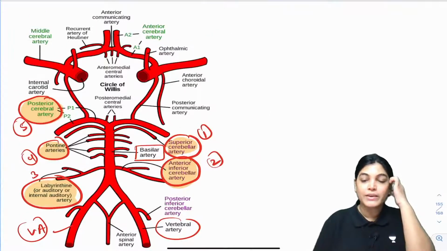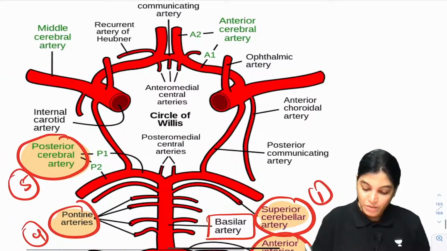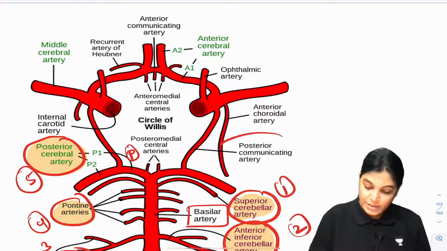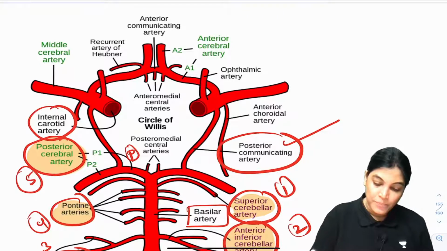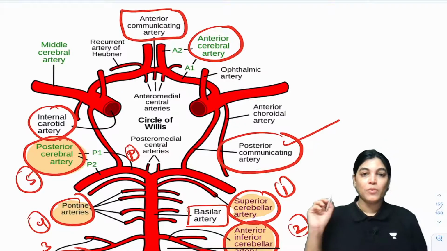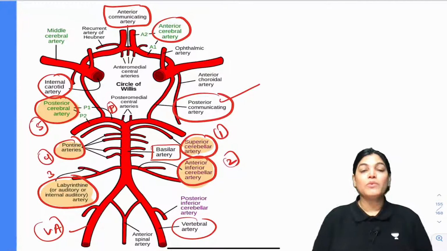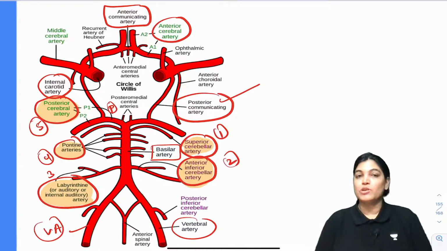Here all of you can revise the formation of the circle of Willis. In this diagram, the circle of Willis is formed posteriorly by the posterior cerebral artery, posterolaterally by the posterior communicating artery, laterally by the internal carotid artery, anterolaterally by the anterior cerebral artery, and anteriorly by the anterior communicating artery. This diagram clearly shows that the labyrinthine artery is a branch of the basilar artery, not the maxillary artery.